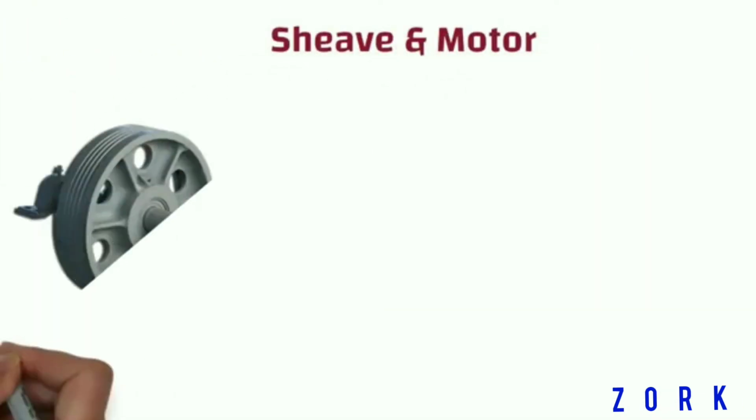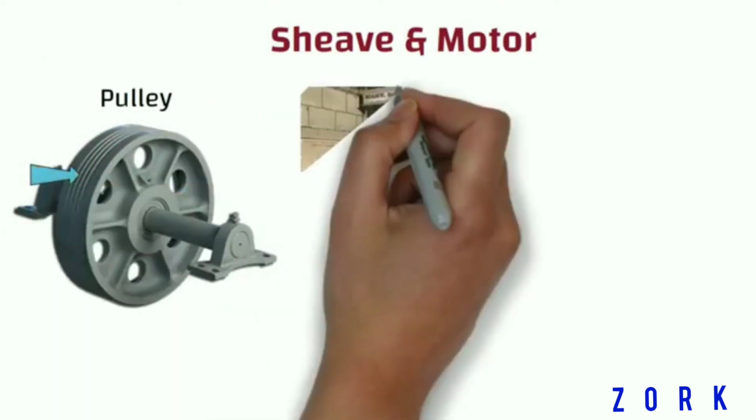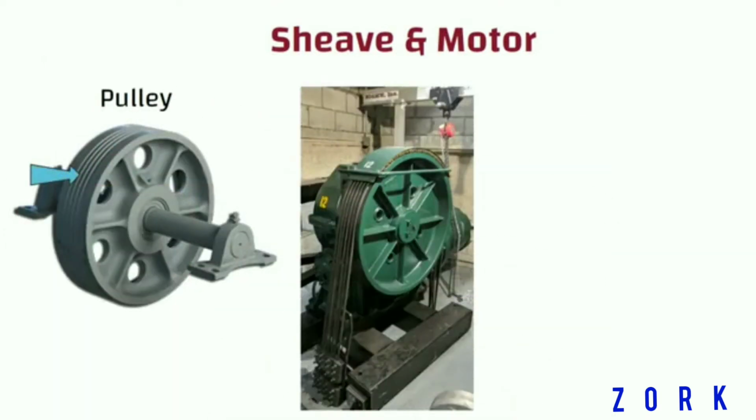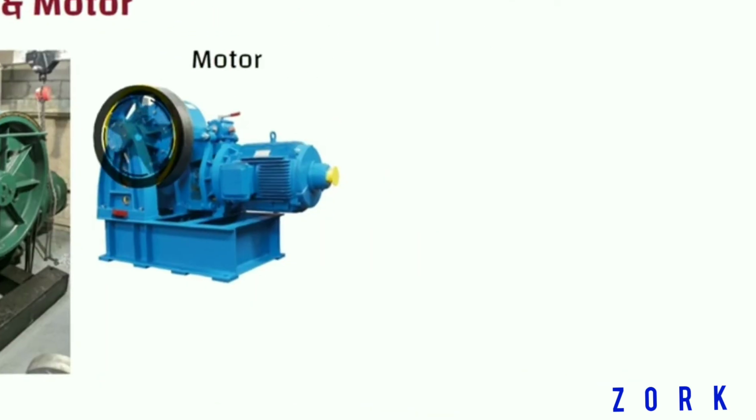Sheave and motor. Sheave, also known as pulley. It has grooves in it and lets the rope be lifted, raised and lowered. It is the motor that keeps the sheave moving in the correct direction, taking people where they need to go.